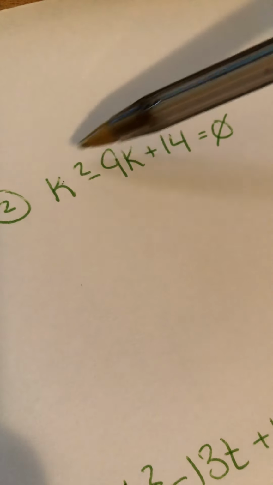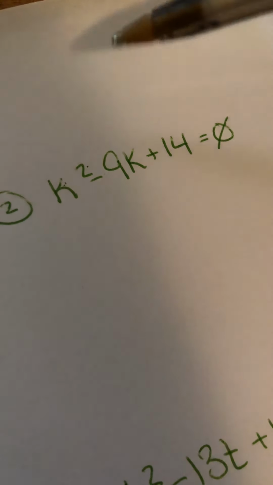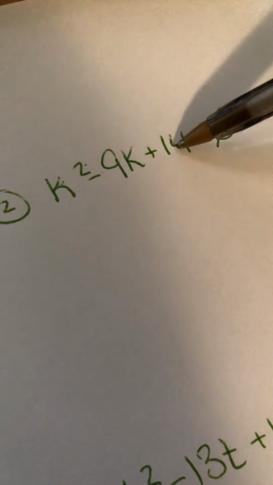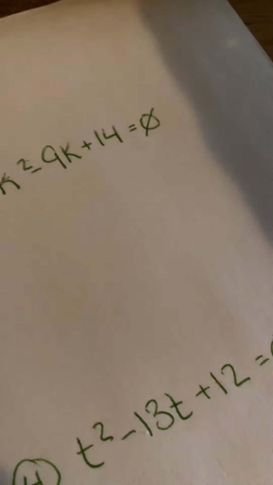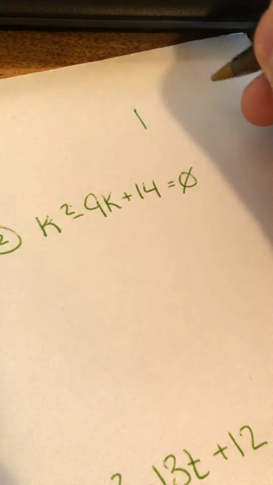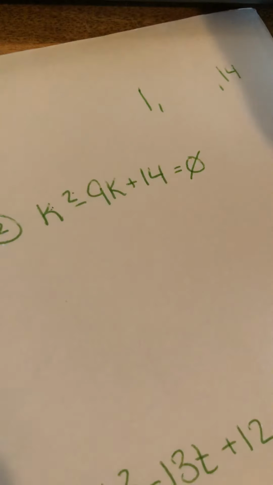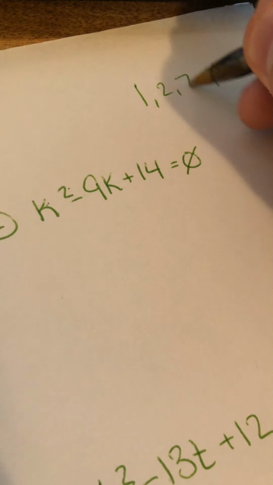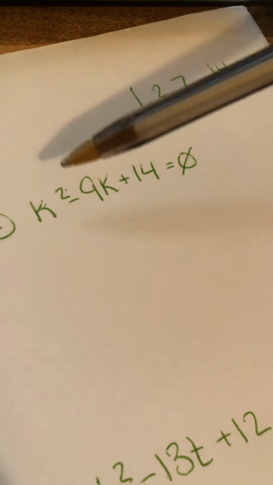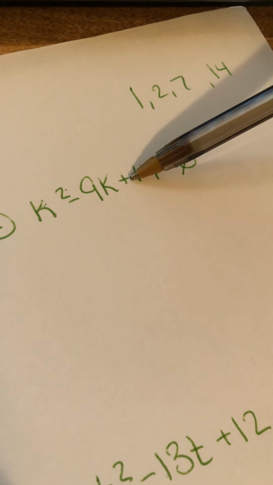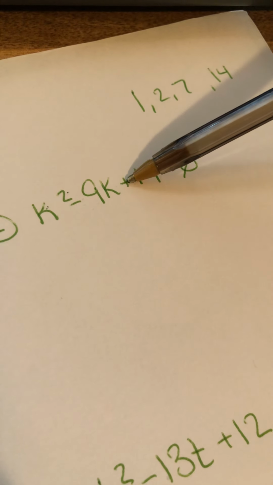So working on k squared minus 9k plus 14, what can you pull out? Hopefully you remember. You're looking for the factors of 14. So what are the factors of 14? I'll write them up here. 1 and 14, and then 2 times 7. So what can you do to get negative 9? Now you got a negative on the inside and a positive on the outside, which means both numbers are going to be negative, because a negative times a negative makes a positive.